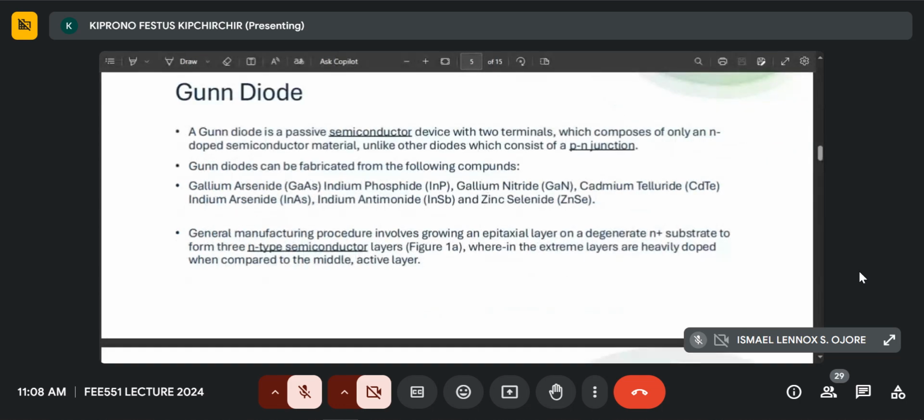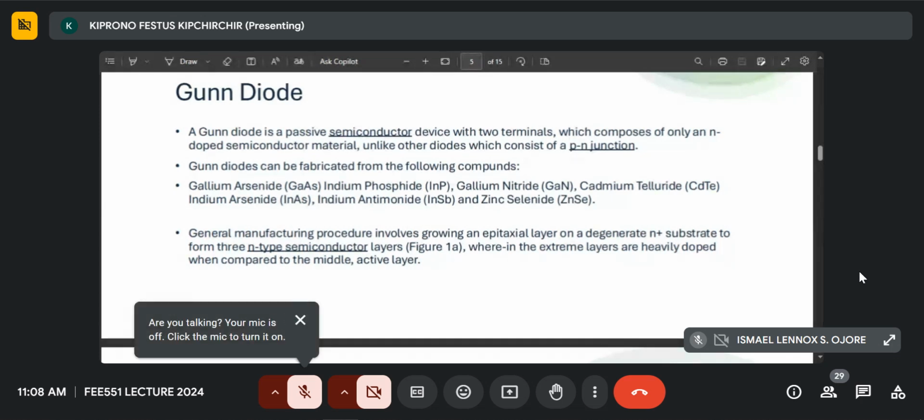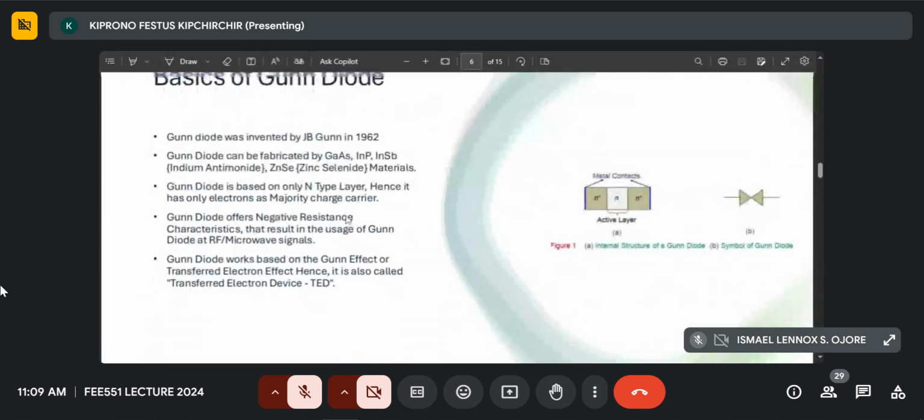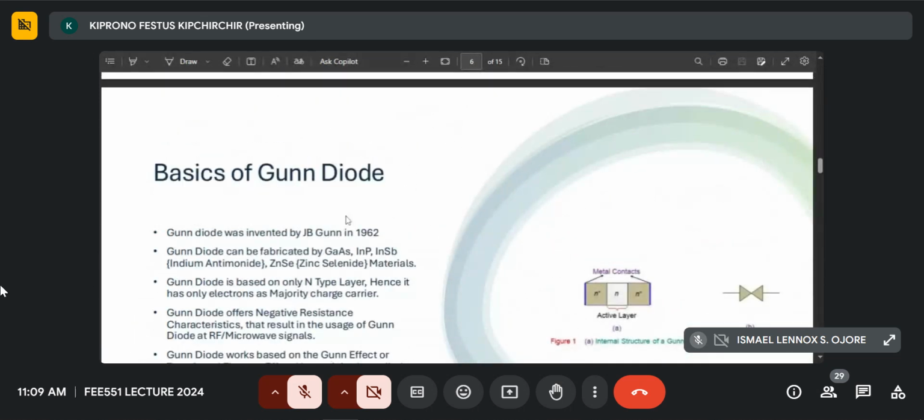The process of manufacturing a GaN diode is the epitaxial process that we learned in first semester of fourth year, the epitaxy process. If you are able to create that for yourself, then you can be in a position to have a gallium arsenide diode for yourself. So these are the basics of the GaN diode.